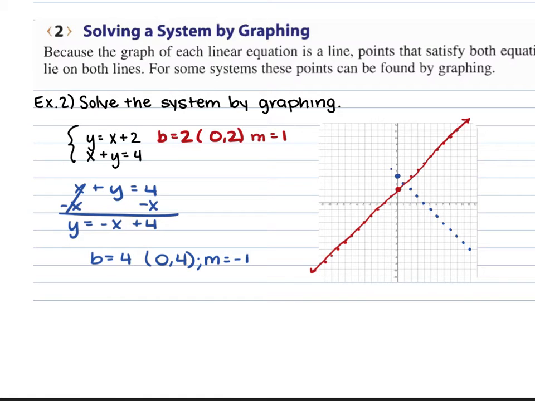I'm also going to go up 1 to the left 1 to get the points that are on the left side of that point, that y-intercept. And then I can draw my line through these points.